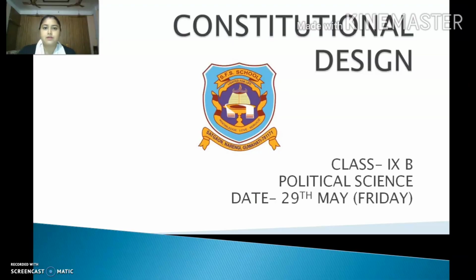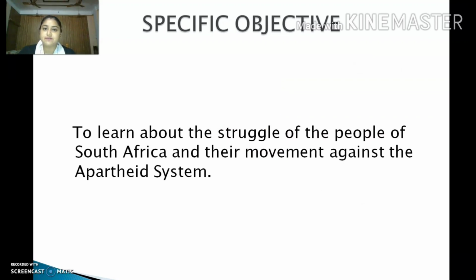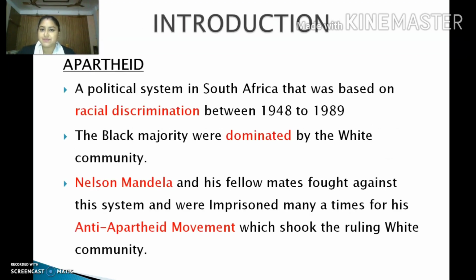So let's begin the class today, students. Chapter 2, Constitutional Design. So the specific objective for the topic that we are going to study today is to learn about the struggle of the people of South Africa and their movement against the Apartheid system. So let's begin with an introduction first.